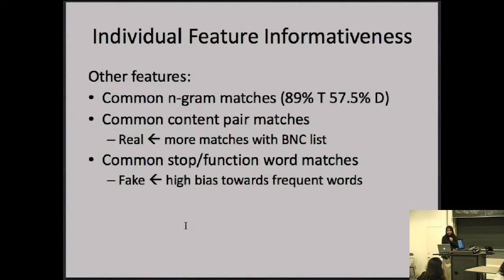Another feature we used was a semantic feature, which is the content pair matches. I believe this was explained, so I'm not going to go over that in detail. But we used another similar feature, which is the matches to stop words or function words. So the intuition here is that rare events would be relatively biased high in the real articles, and common events would be relatively biased high in the fake articles.